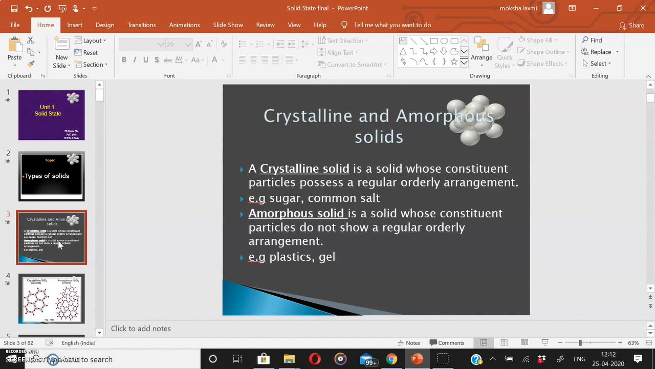Solids like sugar or common salt are examples of crystalline solids. In these solids, the constituent particles possess a regular orderly arrangement, whereas solids like plastics or gel or glass come under amorphous solids. In these solids, the constituent particles do not show a regular orderly arrangement.